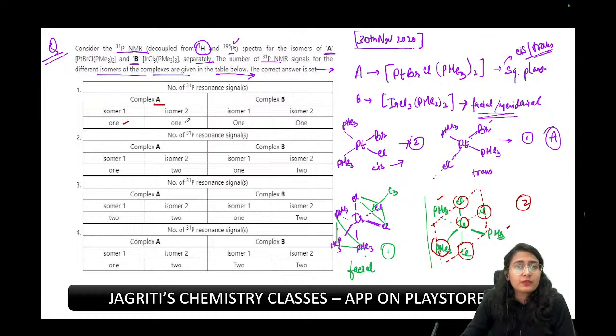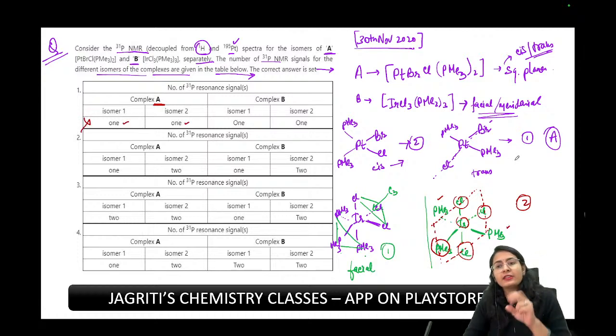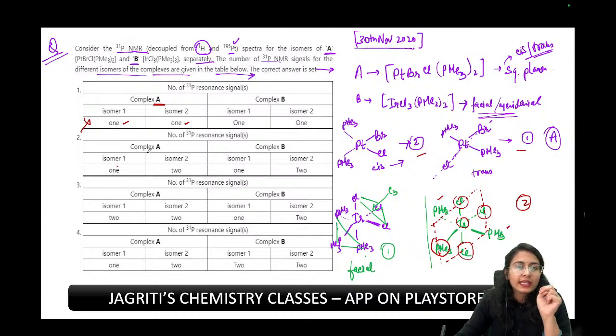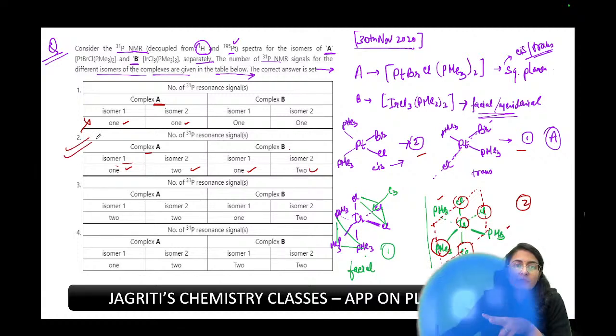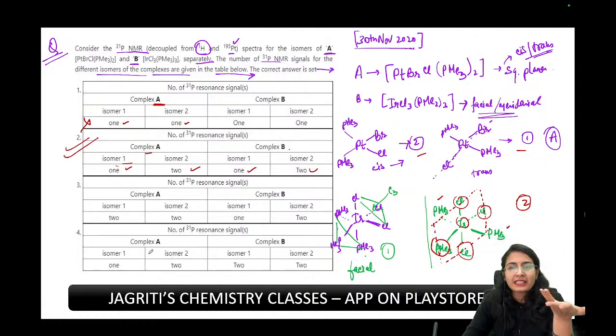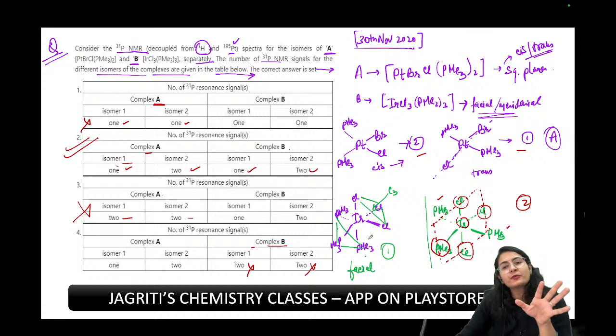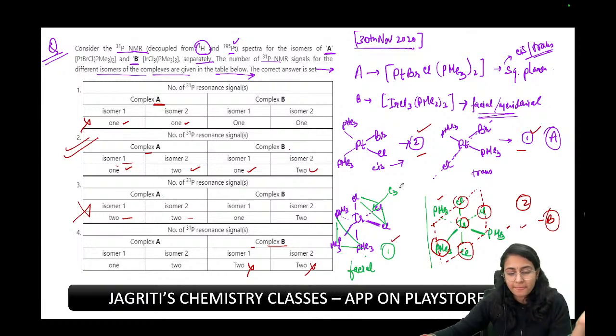One isomer 1, two isomer also 1. No. Complex A has two isomers, 1 and 2. So 1 or 2 signals you are getting. Complex B also has two isomers, 1 and 2. So this 2 is the correct answer. That's it. That is what I told you. Complex A has two isomers, 2 and 2, absolutely wrong. Not 2 and 2. And complex B with 2 and 2 is again not possible. Of both the isomers, one is showing one signal, the other one is showing two signals. Here also the same thing, one signal, two signals for B. Okay. So this is so easy. Answer is option number 2.